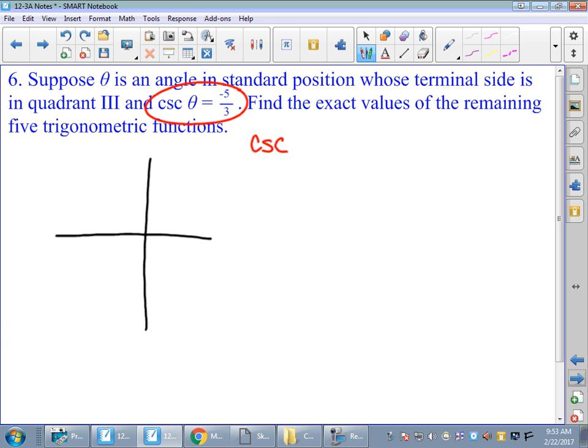Well, cosecant, if you remember, is the buddy with sine, so it's the hypotenuse over the opposite. So I'm looking at the hypotenuse and I'm looking at the opposite. So if it's negative, the hypotenuse can never be negative. So even though it says negative 5/3, the hypotenuse has to be positive 5. So that means my side opposite is negative 3.